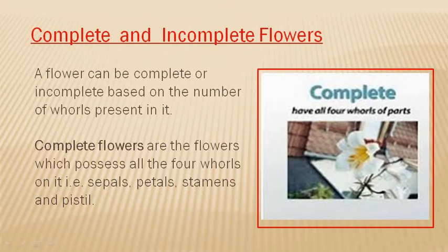So complete flowers are the flowers which possess all the 4 whorls, that is sepal, petal, stamen and pistil. Means those flowers which have all 4 parts, as you have seen in the hibiscus flower in the last video. That hibiscus flower has all 4 parts, so it is an example of a complete flower.